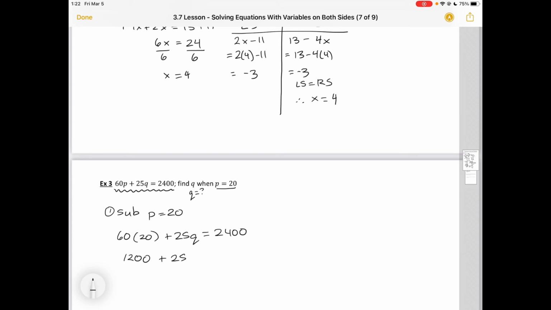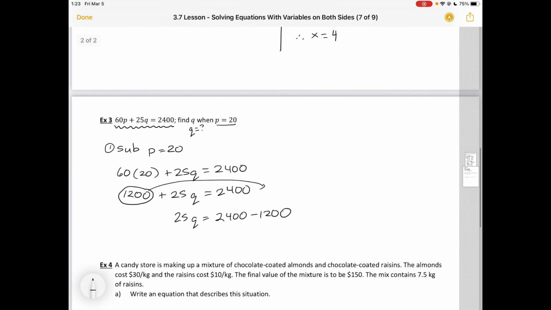And now I can evaluate this expression. Now it looks like something that I've solved before. So I'm going to take my 1200, move it over to the right-hand side and change the sign. So 2400 minus 1200. Now I'm left with 25Q equals 1200. Then I'm going to divide both sides by 25, which is going to give me, let's see, 1200 divided by 25 gives me a total of 48.